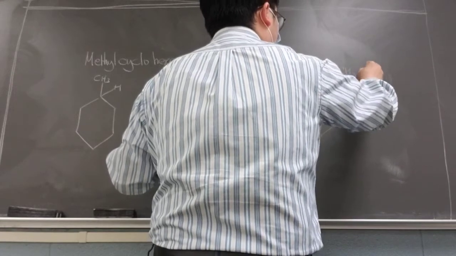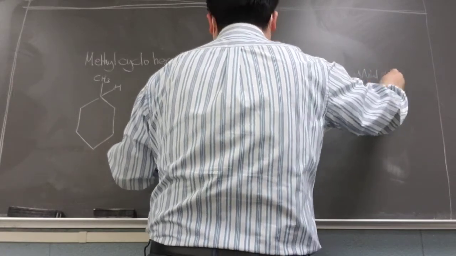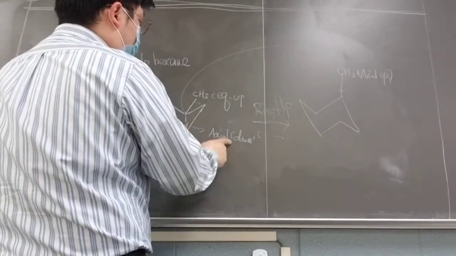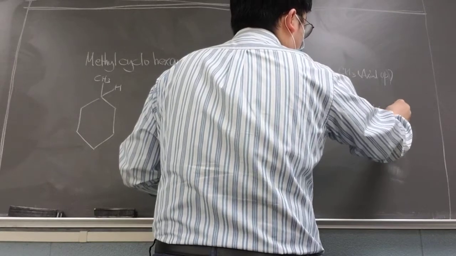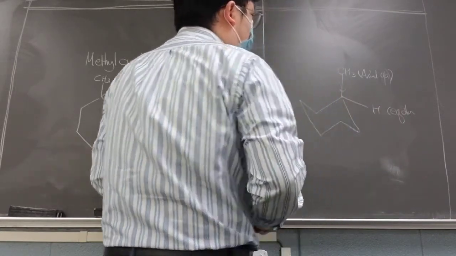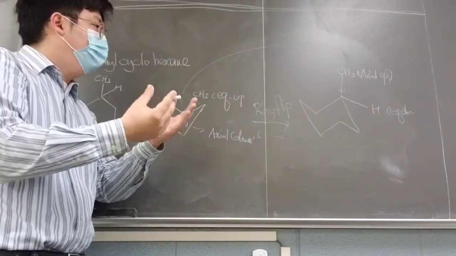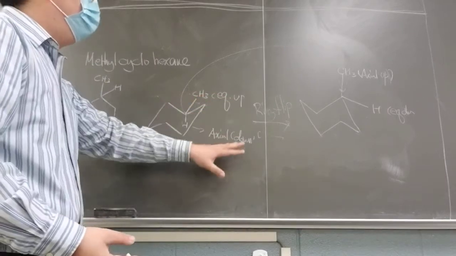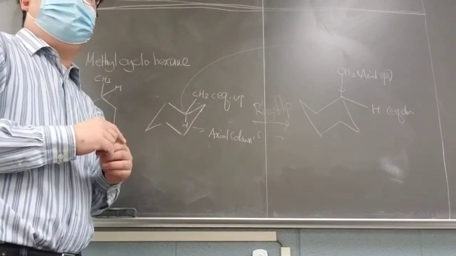This is still up, it has to always be up. But now in axial position, it's axial up. And now this is axial down, so it will be equatorial position down. So even though you do the ring flip, you can always look at which position and which direction it is in. Make sense, right? Okay.